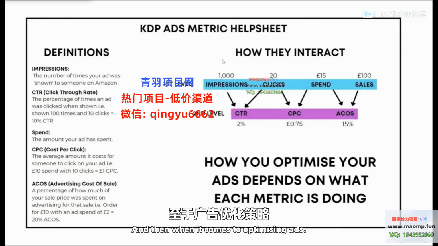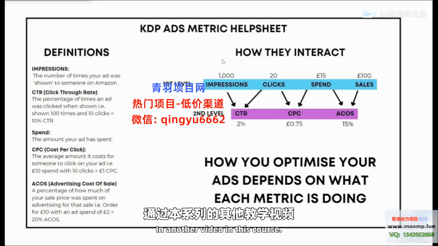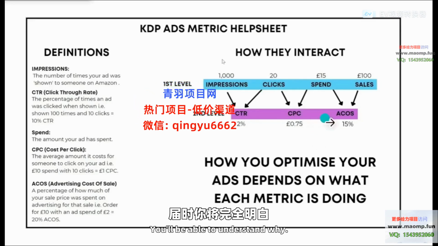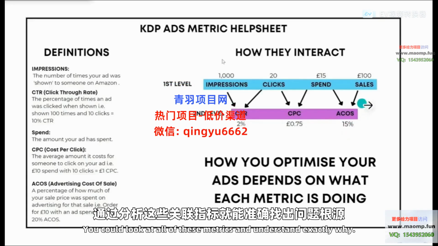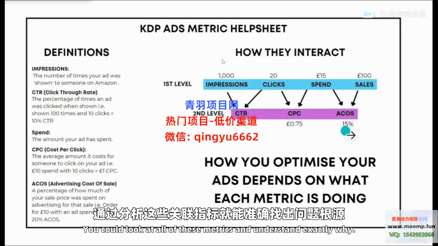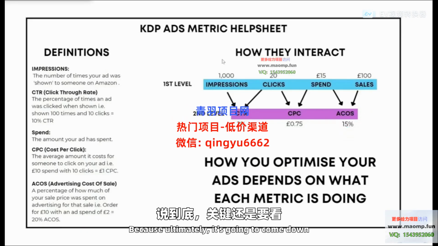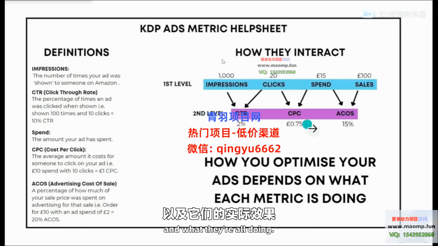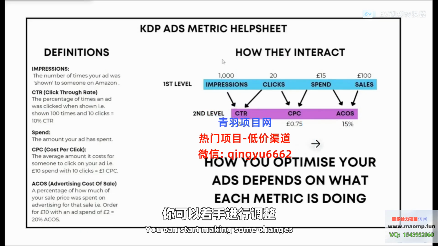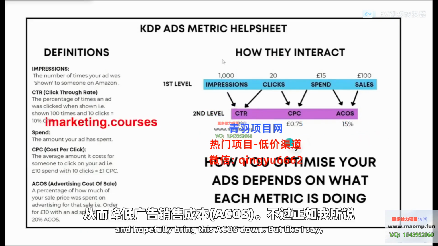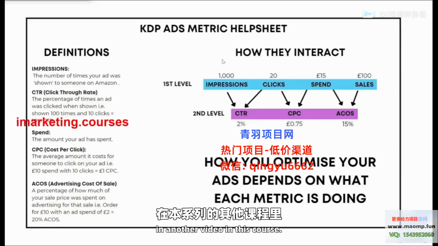And then when it comes to optimizing ads, which we'll cover in full detail in another video in this course, you'll be able to understand why maybe your ACoS is super high. You can look at all of these metrics and understand exactly why your ad is behaving unprofitably, because ultimately it's going to come down to lots of these different metrics and what they're all doing. You can start making some changes and hopefully bring this ACoS down. But like I say, that will be covered in full detail in another video in this course.